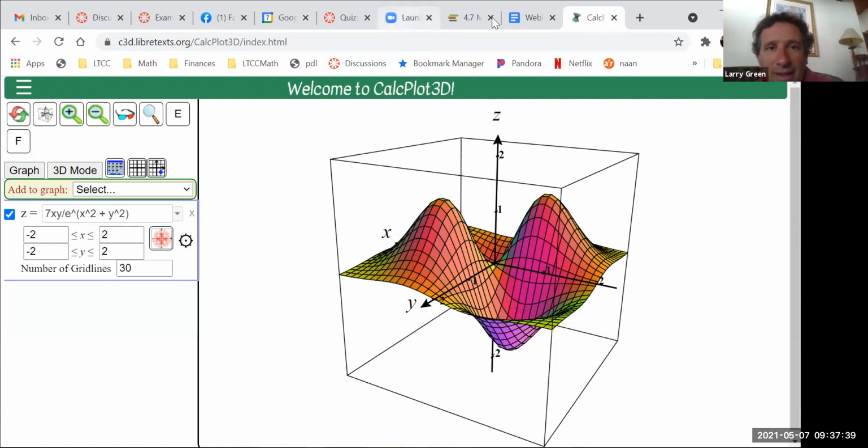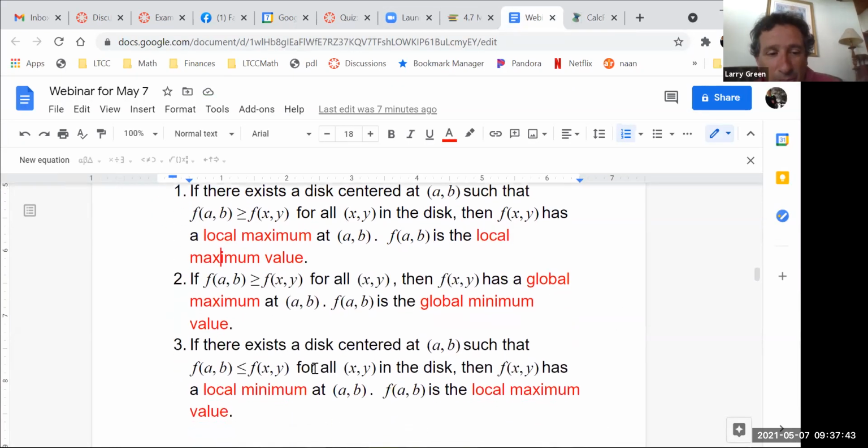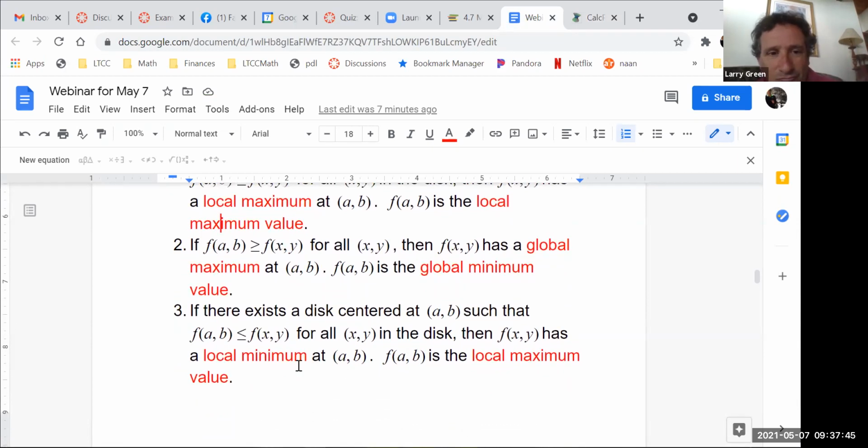Okay, so now that we have that definition, I'm going to quickly go through local minimum, because nothing really changes.